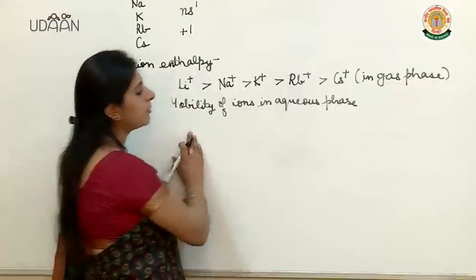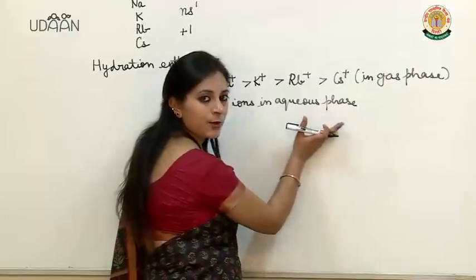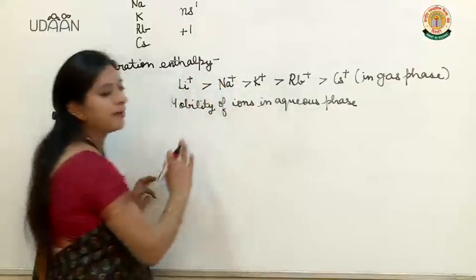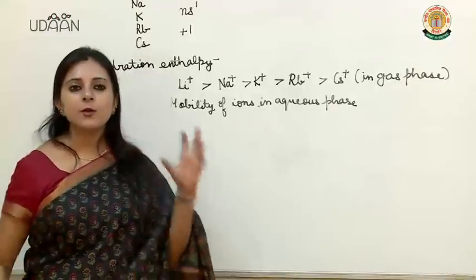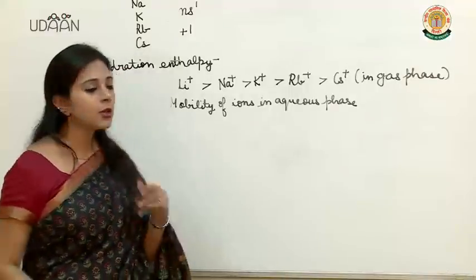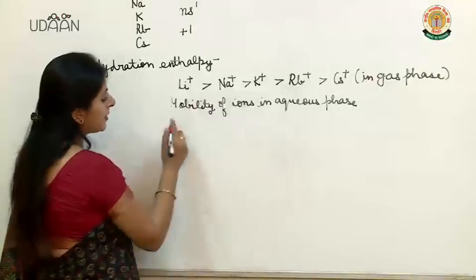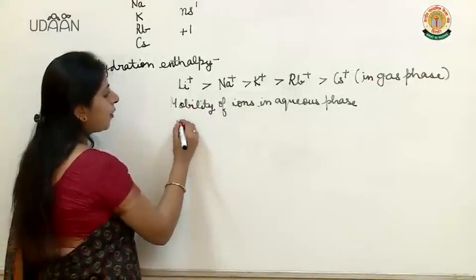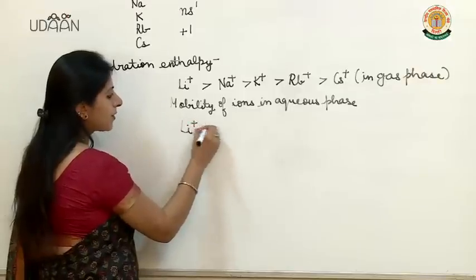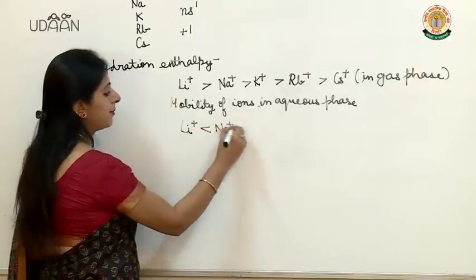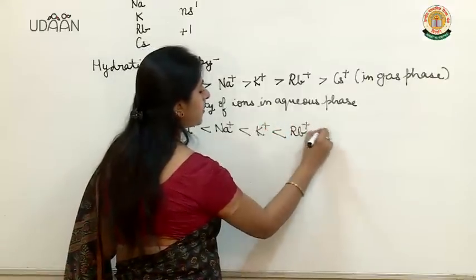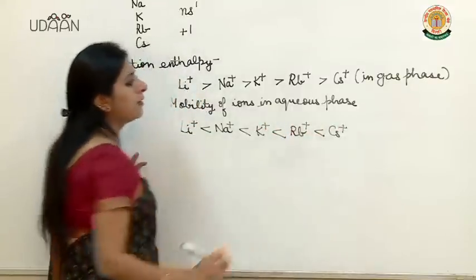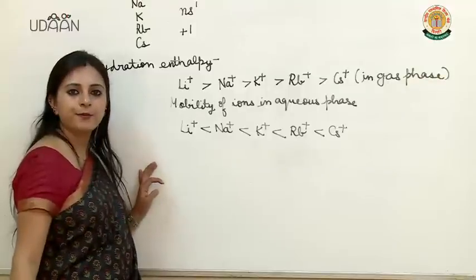But when I talk about the mobility of ions in aqueous phase, now lithium is heavily hydrated, so the size of lithium becomes the largest. So obviously lithium ion cannot move as fast as cesium ion would move. So my order would now be reversed. It would be like this. So now the highest mobility would be for cesium ion.